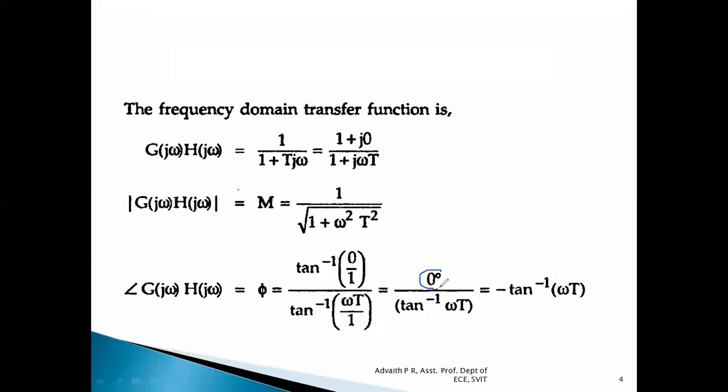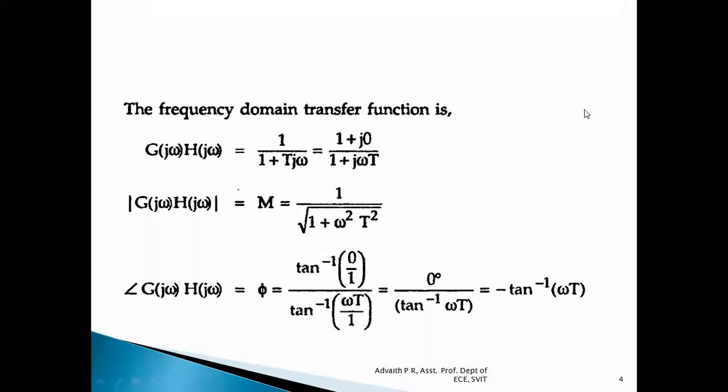Now, because in the numerator we have 0, if we send this angle towards the numerator, we get a negative sign. Hence, the angle phi will be equal to minus tan inverse of omega t. Now, from this, we have got the magnitude equation and the phase angle equation. For these equations, we will substitute different values of omega and obtain different values for magnitude and phase angle. Those will be plotted in our polar plot.